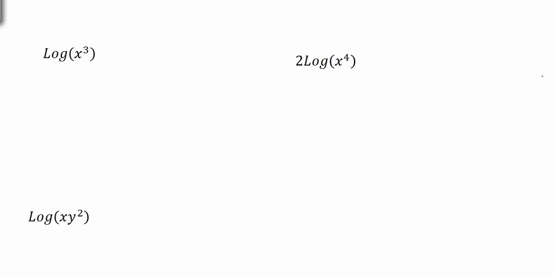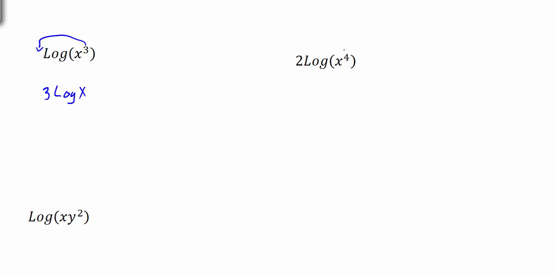Now, if we look at using property number 3, here we are dealing with an exponent. We have log of x cubed. Property 3 says we can take this exponent and multiply it out front of the entire logarithm. So we would end up with 3 log of x.